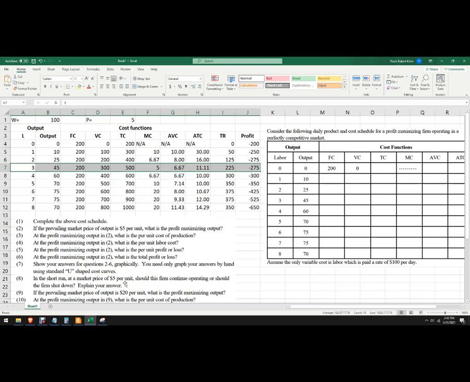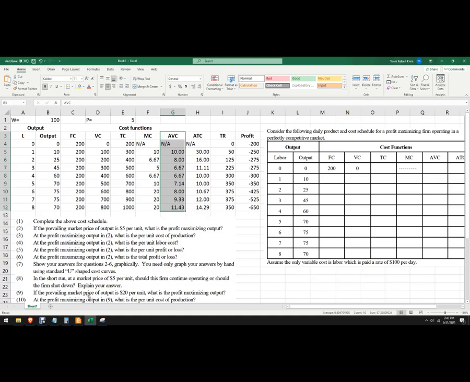In the short run, if the market price is $5, should this firm continue to operate or should it shut down? It should actually shut down because it can earn a loss of $200 if it shuts down versus if it produces. The best it can do is lose $275. So you can say it that way. You can also just explain the shutdown rule. The price is below average variable cost, so the firm should not produce.